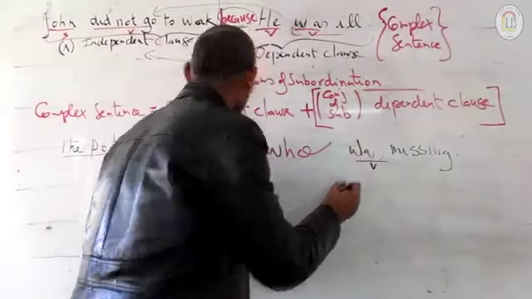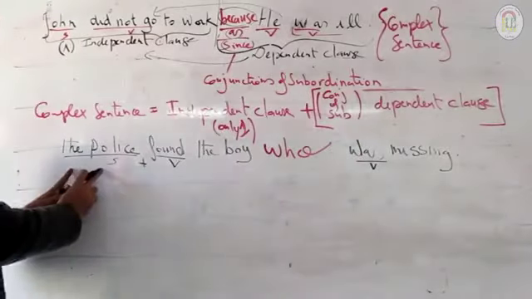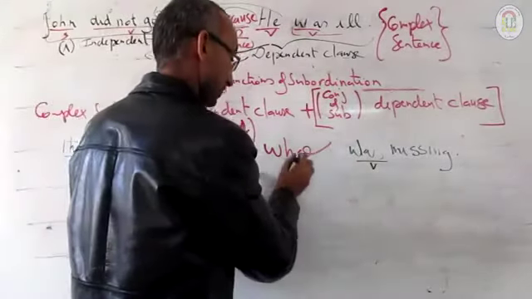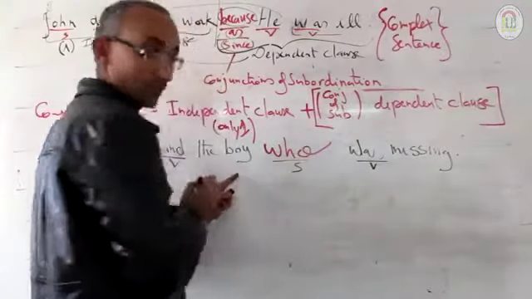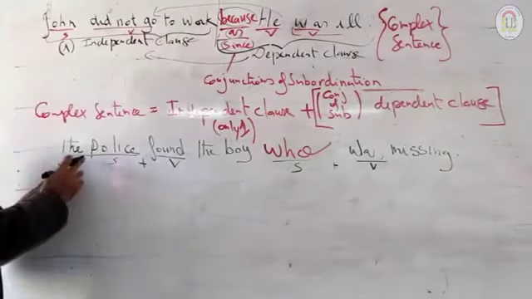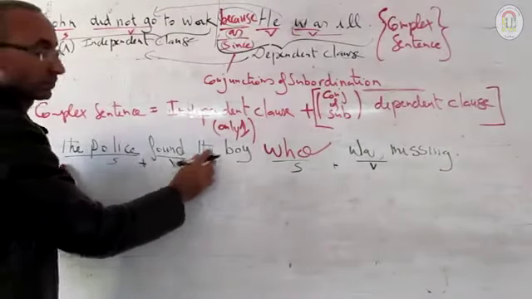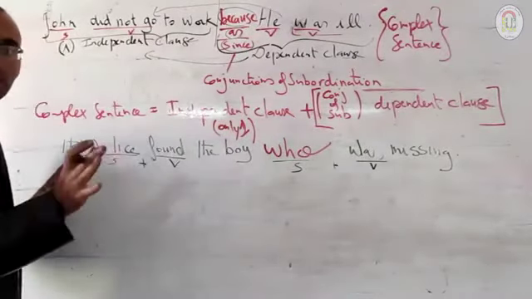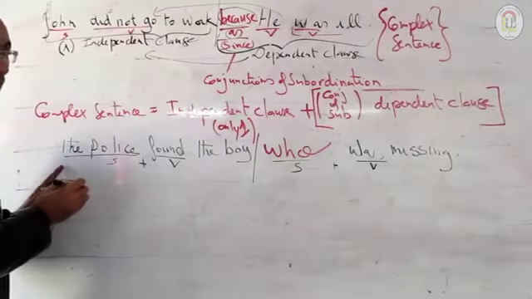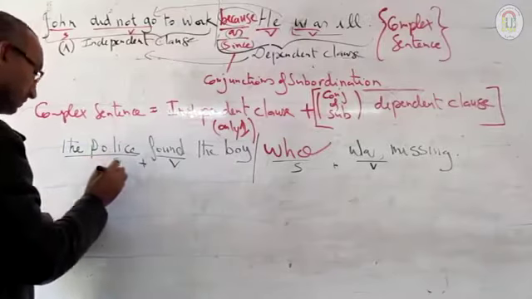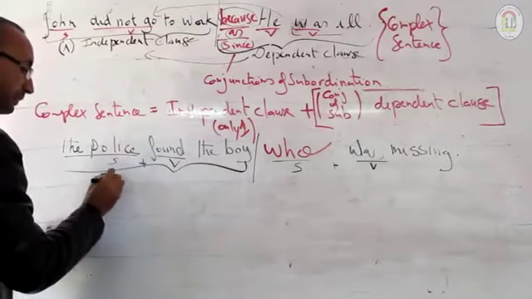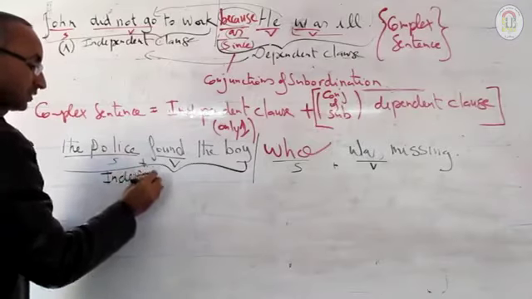Now here also I have S plus V before who, and S plus V. This one becomes my subject. Alright. The second clause. The first clause is the police found the boy. Full stop. It's clear, meaningful, and complete. So it is a what? Alright. An independent clause.